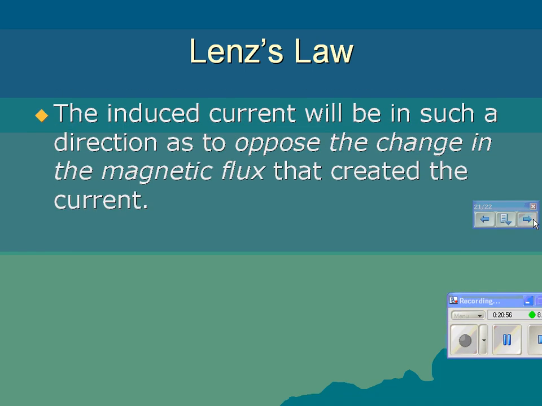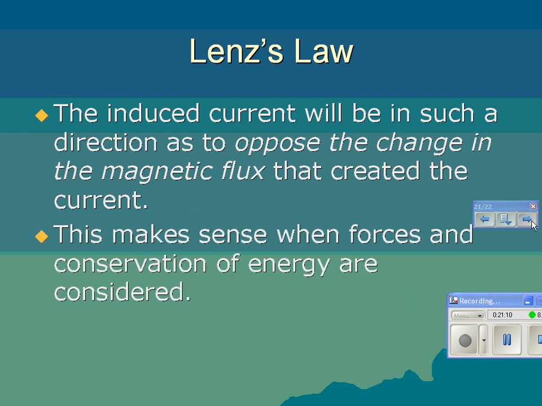Okay, so here's Lenz's law. The current will be in such a direction, the induced current, the current that you create, will be in such a direction as to oppose the change in flux that created that current in the first place. Okay? It's kind of like equal and opposite reaction. It's definitely making sure we don't violate the law of conservation of energy. And it makes sense when you think about forces and conservation.